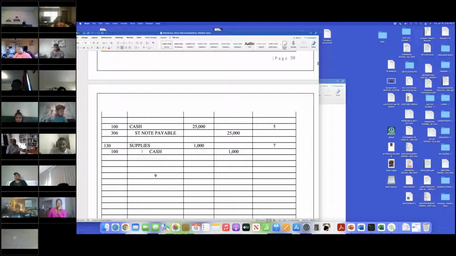So once again, we're debiting supplies, but we're now crediting accounts payable. We said that was a type 12. So no cash is involved in this one. We're still getting supplies, but we're now crediting accounts payable. And our amount was 8,000.